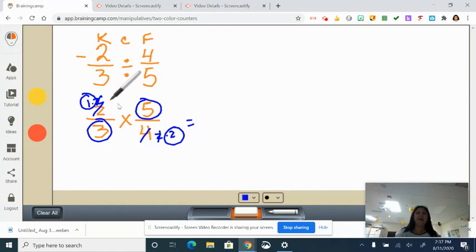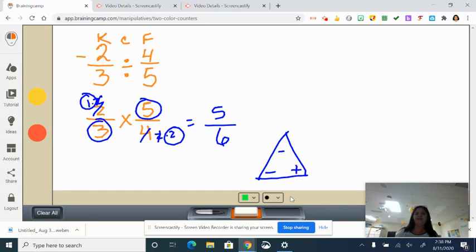Now I can multiply across. 1 times 5 is 5. Am I doing something wrong, guys? 3 times 2 is 6. Now, what about my negative sign? I have a negative and I have a positive. Now I can decide what I'm going to do with that sign. Well, I have a negative that I'm going to get rid of, and I have a positive that I'm going to get rid of, so I'm left with a negative. So I know my answer has to be a negative. That is it.